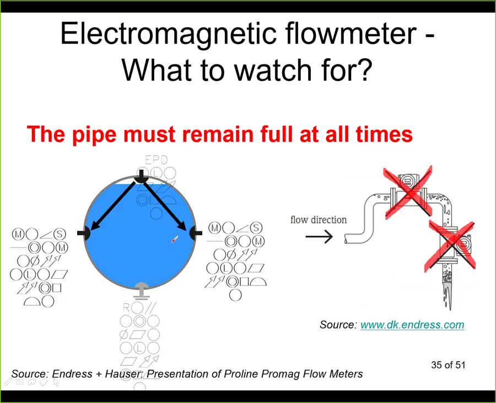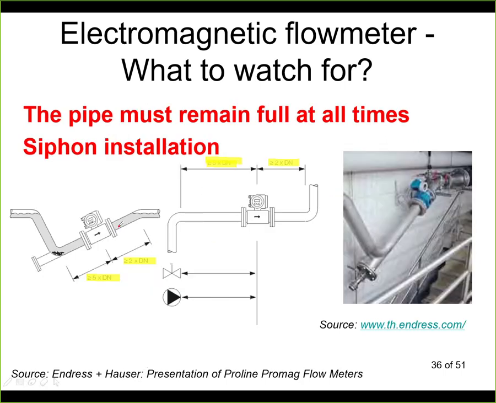How not to install it? Do not install it like that or like that. Here you can see that this might be full with bubbles, and in this installation, when it's facing downwards, you again cannot be sure that you have a pipe that is full at all times. So this is not the way it should be installed. This is the way it should be installed.